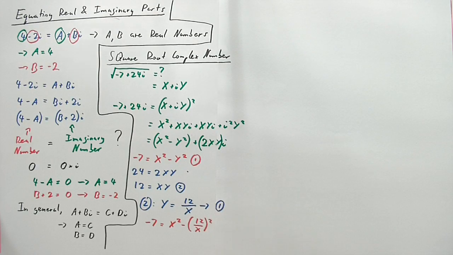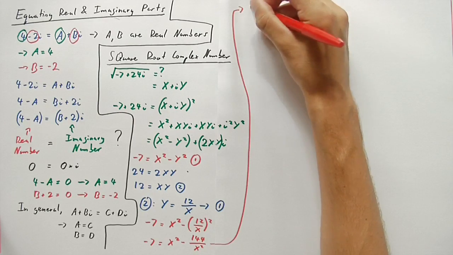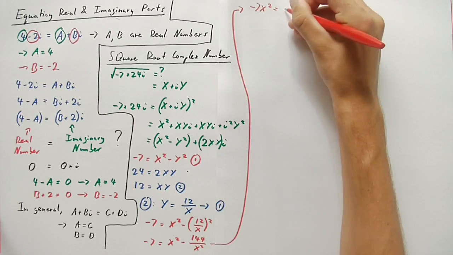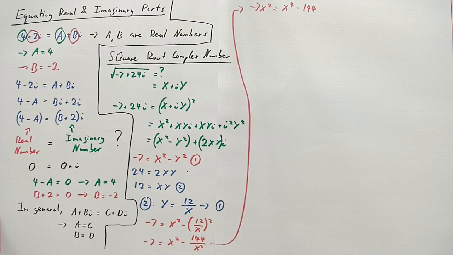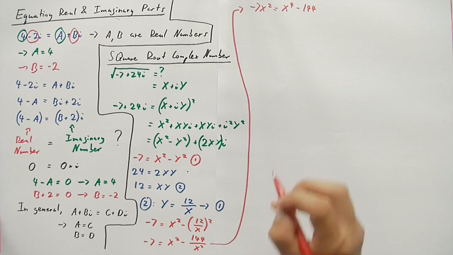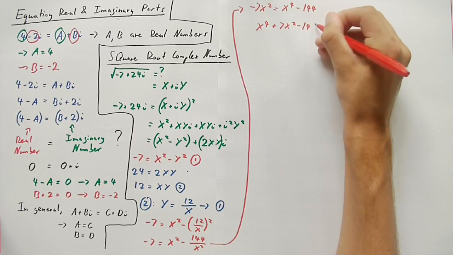all squared, and 12 squared is equal to 144, so we'll get negative 7 is equal to x squared minus 144 divided by x squared. And now multiplying both sides by x squared, we'll get that negative 7x squared is equal to x to the power of 4 minus 144. And now bringing this negative 7x squared onto the right side, we'll get that x to the 4 plus 7x squared minus 144 is equal to 0.